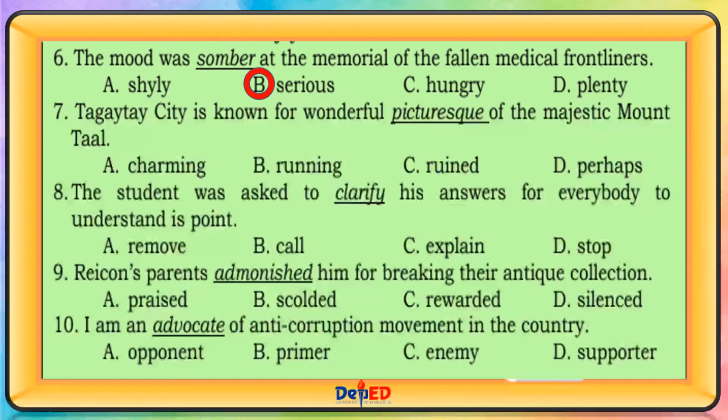The answer is letter A, charming. The students were asked to clarify his answers for everybody to understand his point. The correct answer is letter C, explain. Raycon's parents admonished him for breaking their antique collection. The answer is B, scolded.